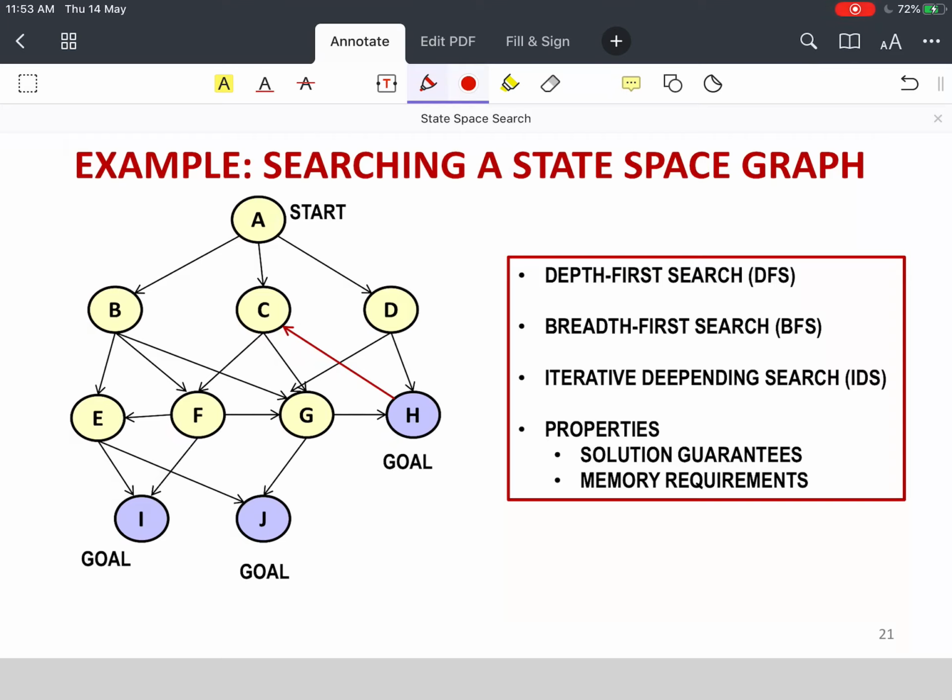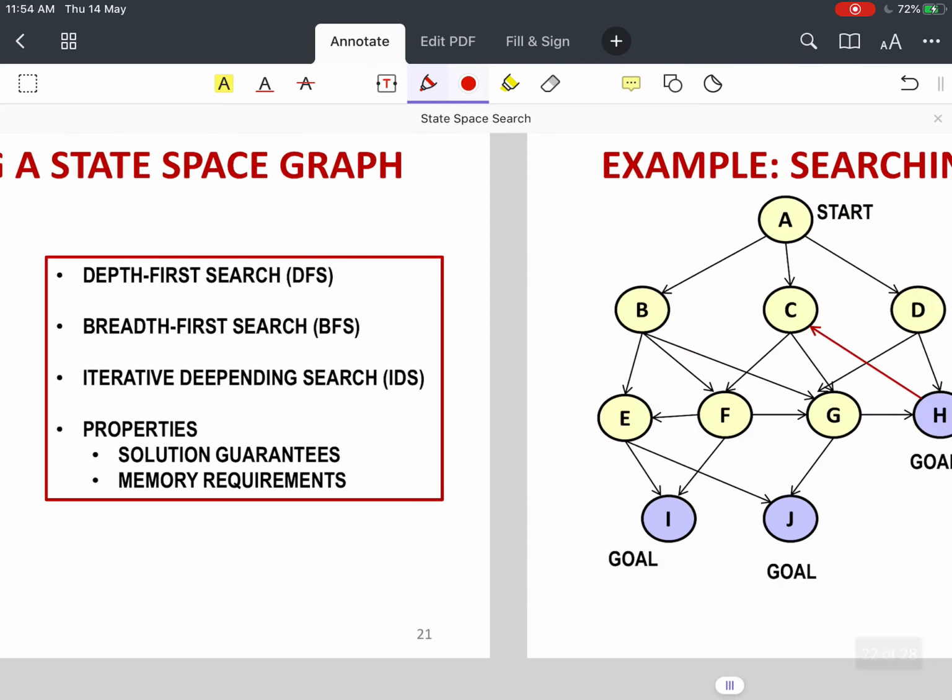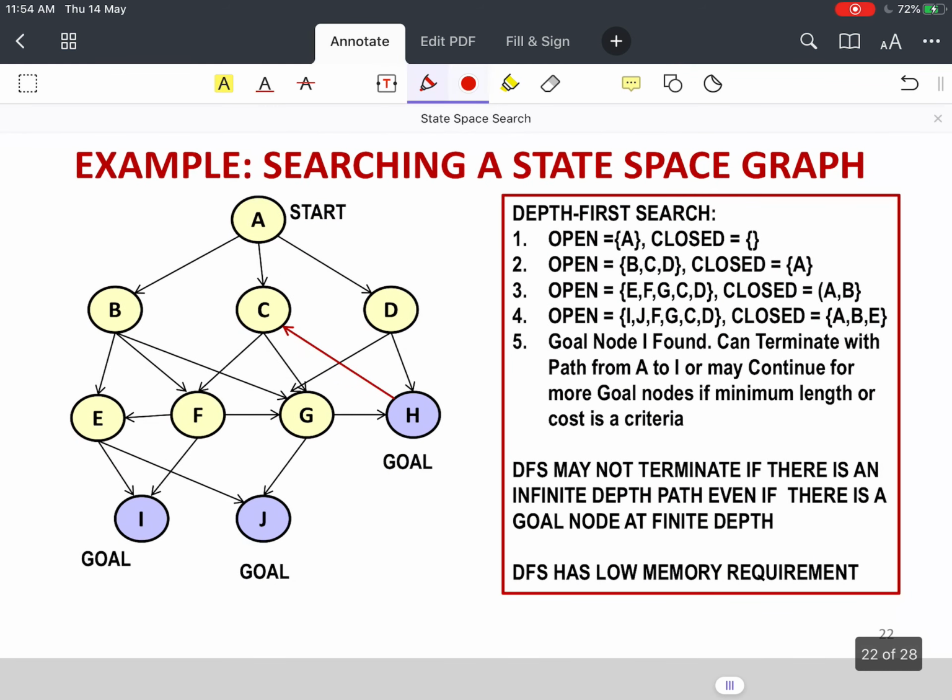So let us look at this example. Let us look at an example where the explicit graph has got A, B, C, D, E, F, G, H, I, J as the nodes. A is the start node, and I, J, and H are the goal nodes. Let us see. The red arrow, as you can see, is a back edge from a goal to C, just for making the algorithm interesting, so that there is a loop in the graph. So let us see how the algorithms that we have mentioned now work.